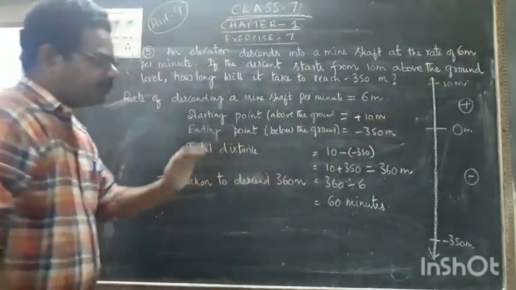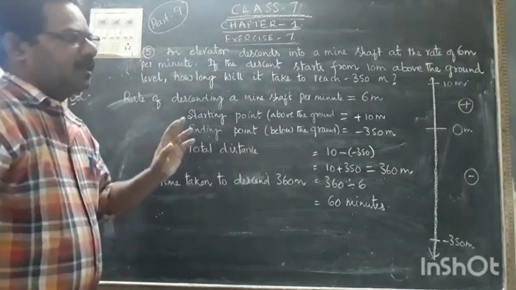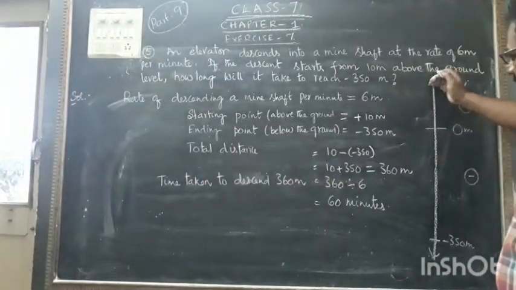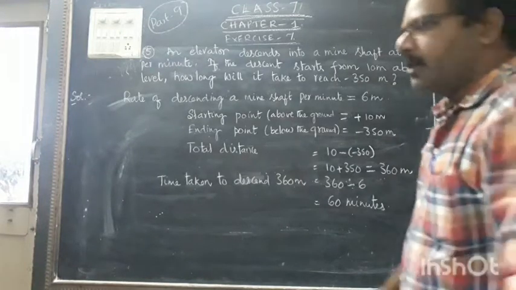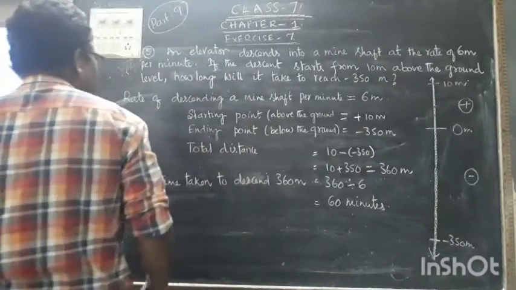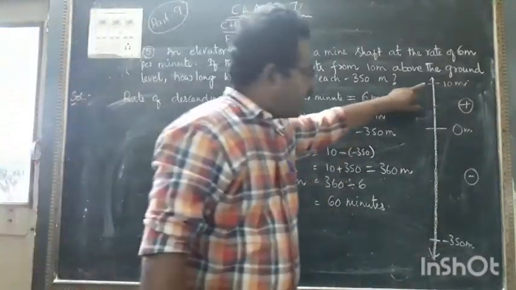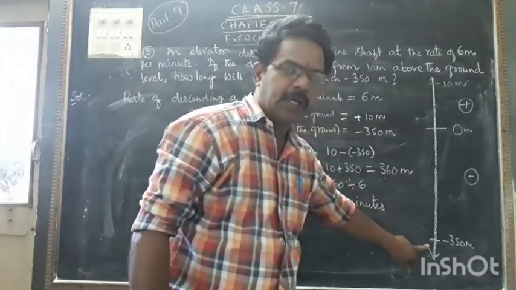For every 1 minute it will travel 6 meters. From 10 meters to 6 meters means 4 meters. Like that it will travel. Okay. Totally we have to find out how much time it will take to reach from 10 meters above the ground level to 350 meters below the ground level.